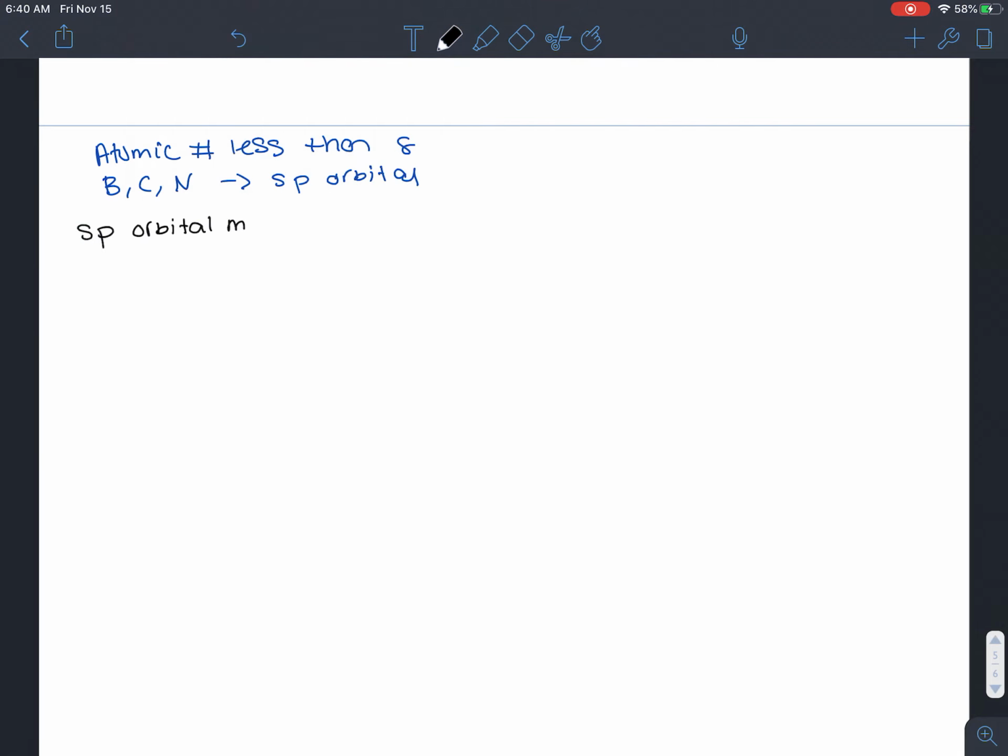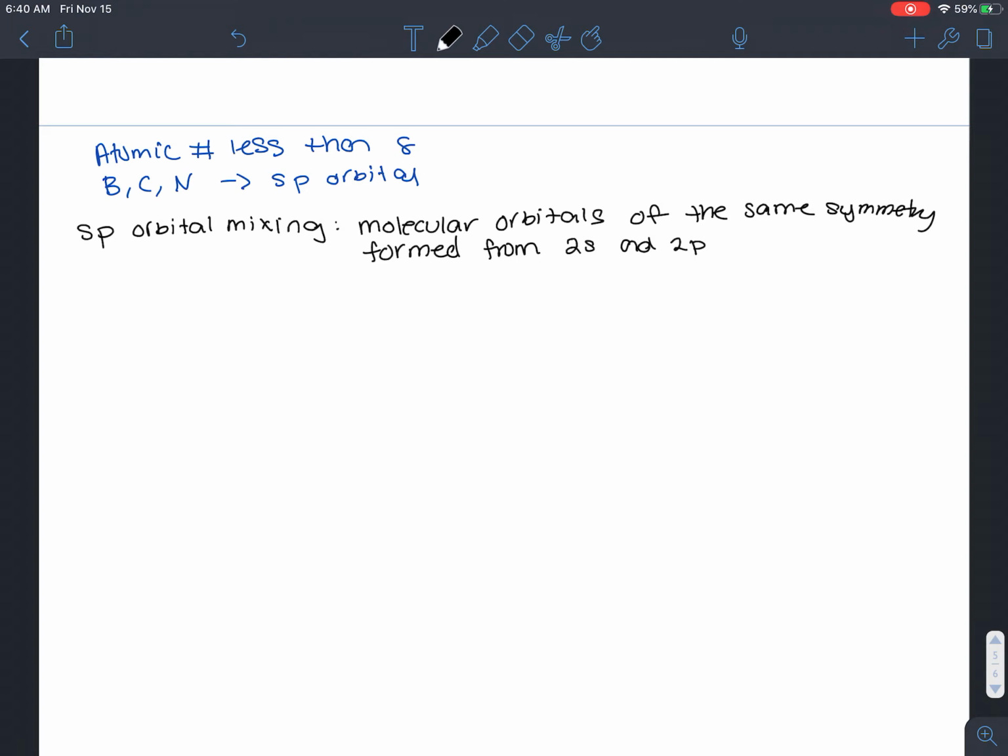And let me explain that a little bit more. Sp orbital mixing occurs when molecular orbitals of the same symmetry formed from combinations of 2s and 2p atomic orbitals and are close enough in energy to further interact.